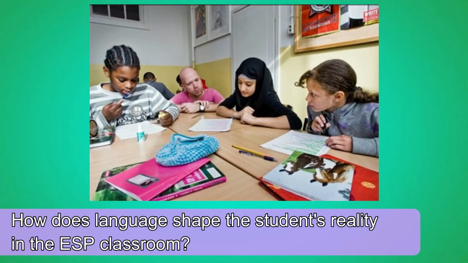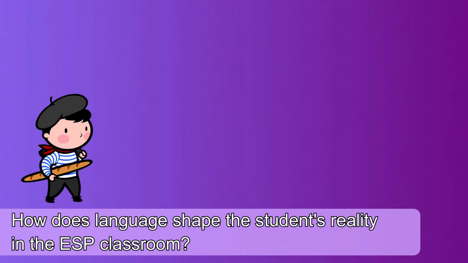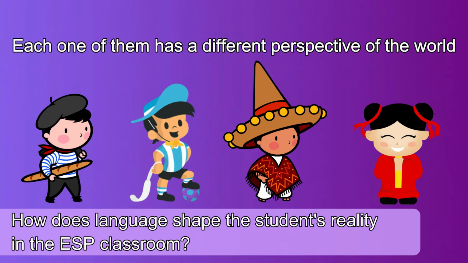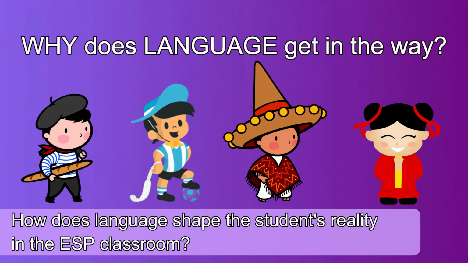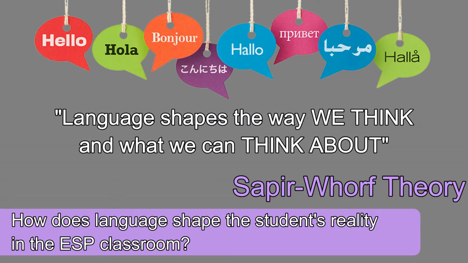Now that we know the situation that is going on in the ESP classroom, it is time to analyze the context. We have a classroom full of students of different nationalities. That is, a classroom full of different perspectives of the world. So, why does language get in the way? According to the Sapir-Whorf theory, language shapes the way we think and what we can think about.